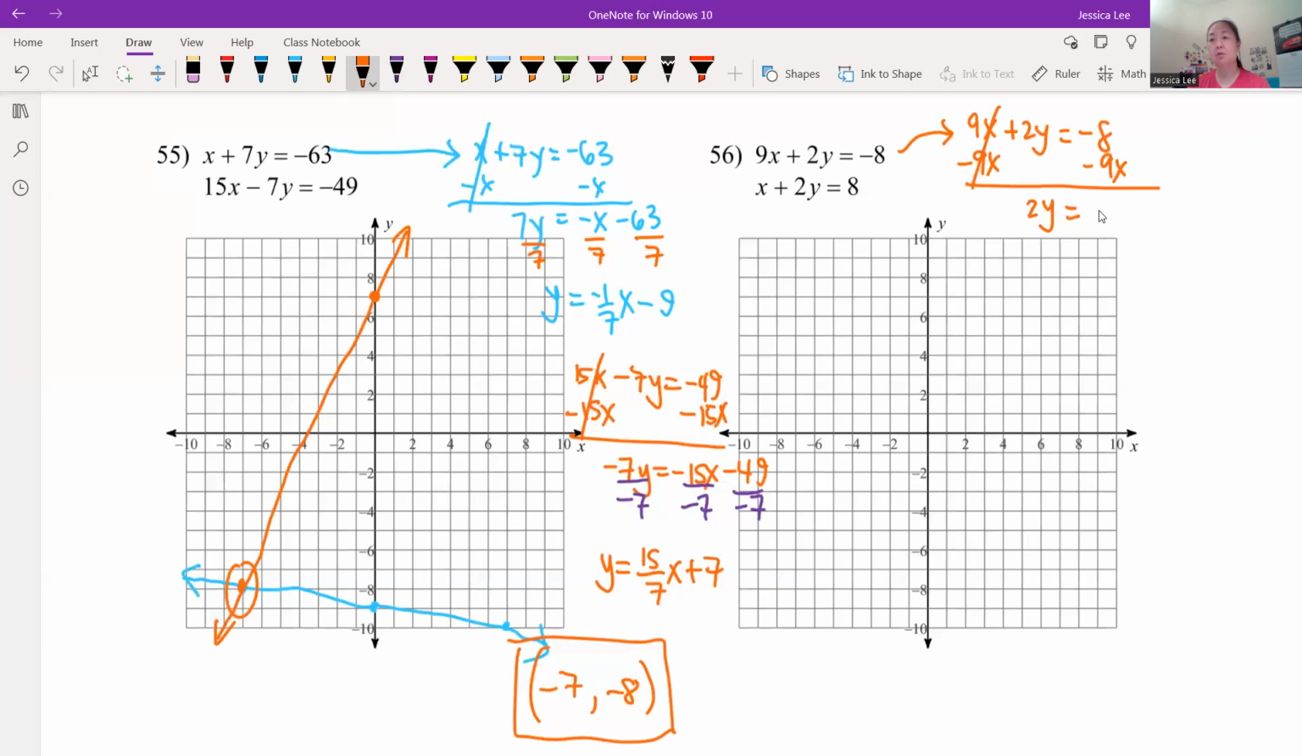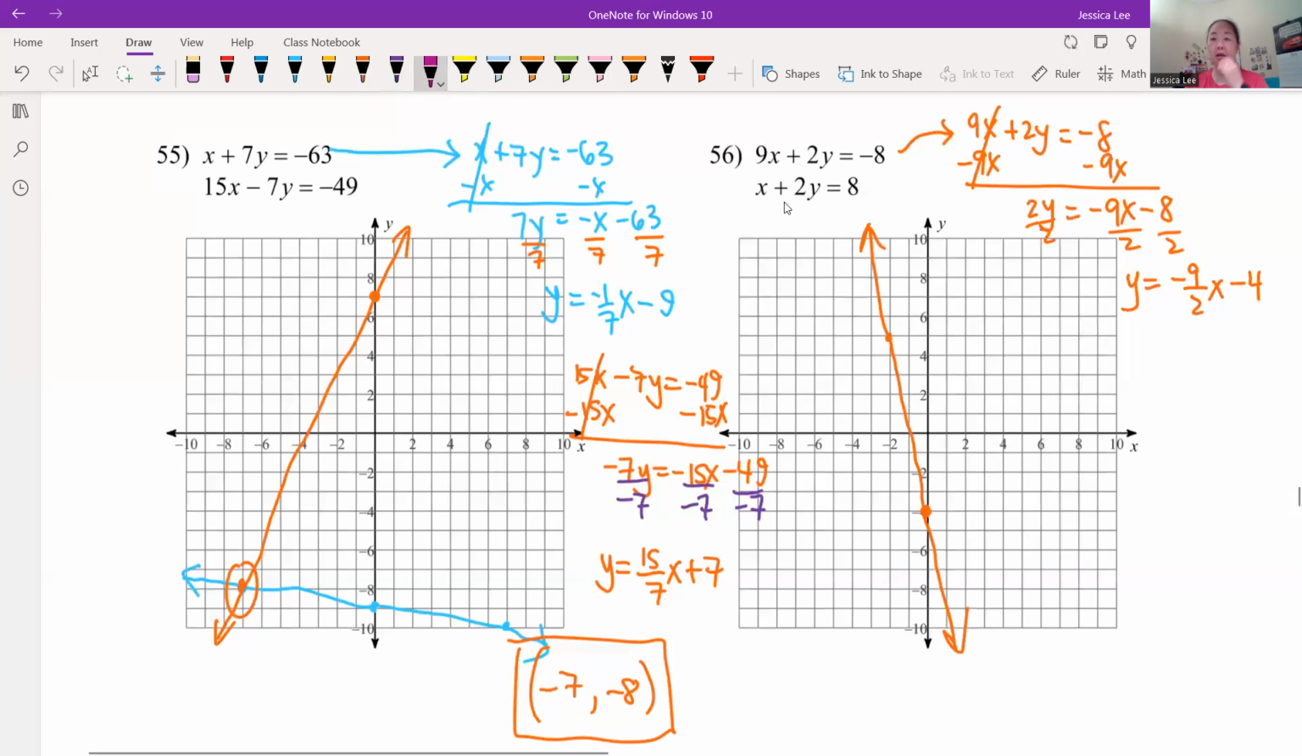So 2y is equal to -9x minus 8. Divide everything by 2. Y is equal to -9 over 2x, and 8 divided by 2 is -4. On the y-axis, I'm at -4, and I'm going to go up 9: 4, 5. So here's 9. Then I'm going to go to the left 2 because I want that decreasing. So it's going to be just like that.